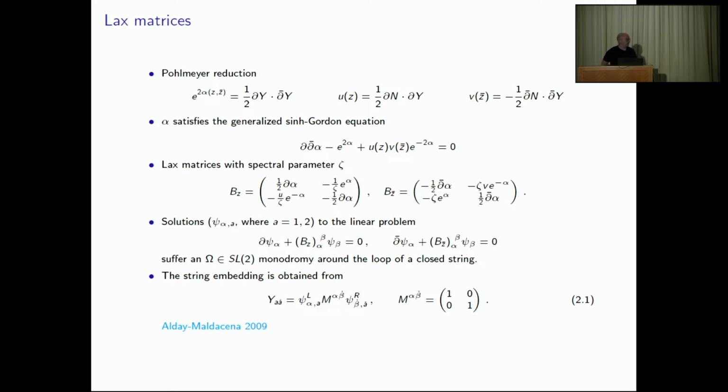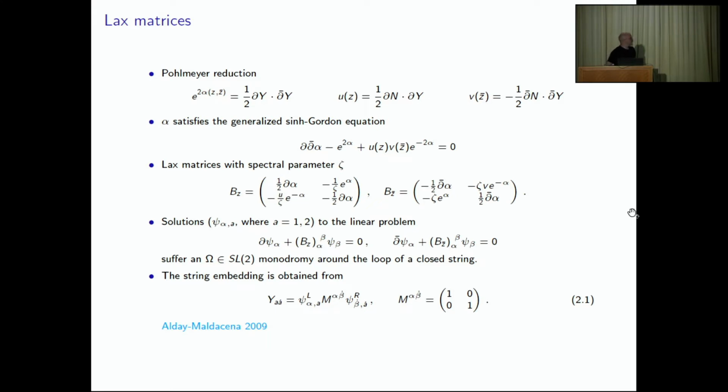Okay, so using the Pohlmeyer reduction, you can massage the equation of motion, and then you end up with the generalized sinh-Gordon equation, which is written here. For this equation, the flat connection is known. I just copied some equations from this paper by Alday and Maldacena, 2009. And you define an auxiliary linear problem. So this psi is a two-component spinor. And if you solve these spinor equations, from the solutions you can reconstruct the string embedding.